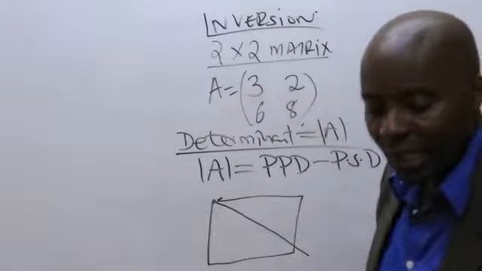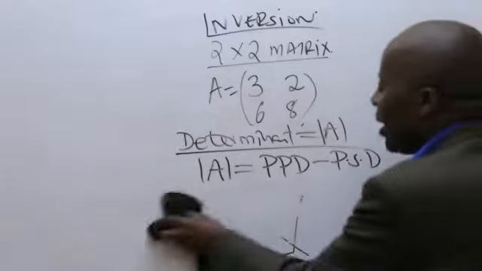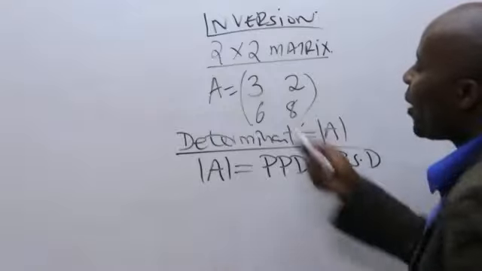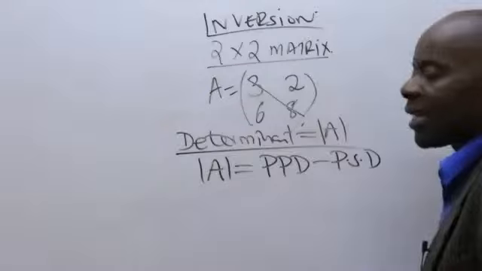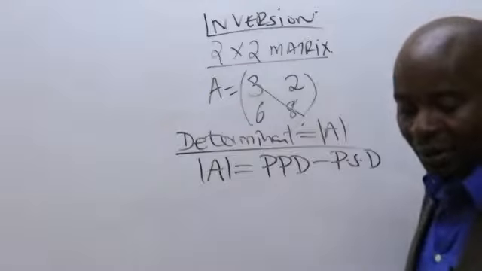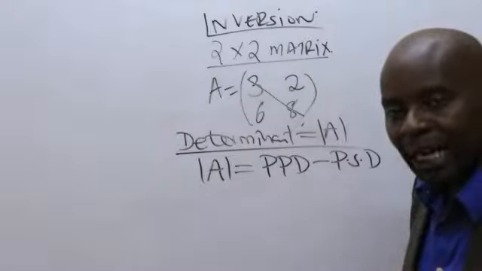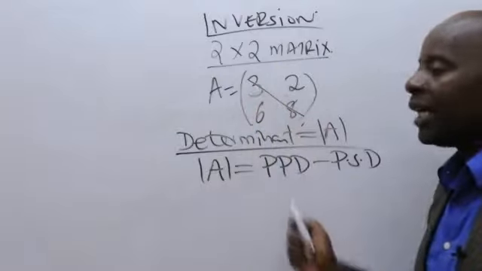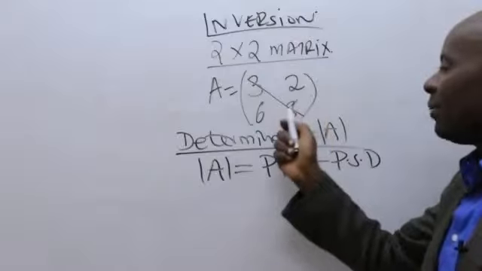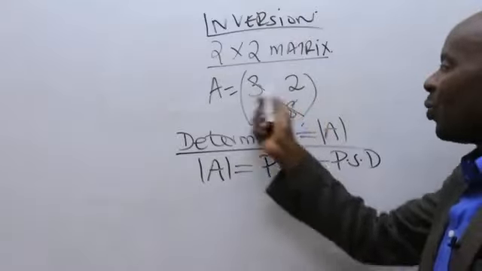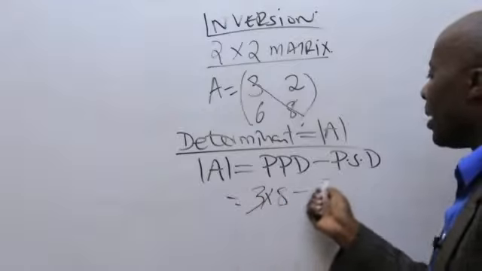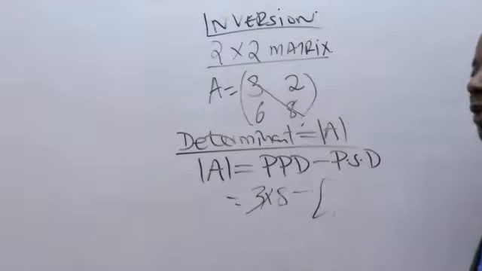The same case applies with our square matrix, ladies and gentlemen. The square matrix has got the primary diagonal, which is that diagonal that starts from the first element of the entire matrix, which is 3 times 8. Therefore, this will be 3 times 8 minus the product of the secondary diagonal.